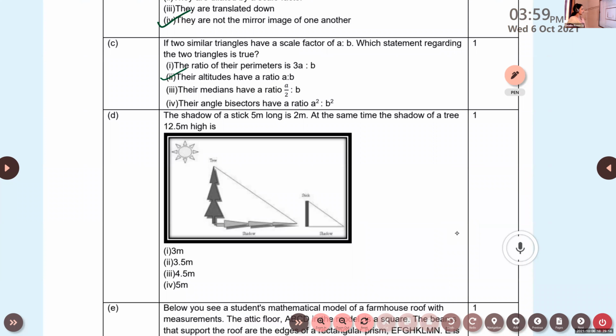Yes, answer the next one. The shadow of a stick 5 meter long is 2 meter. At the same time, the shadow of a tree 12.5 meter high is dash.